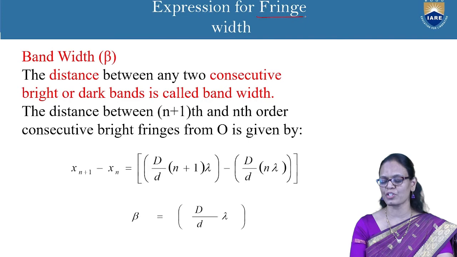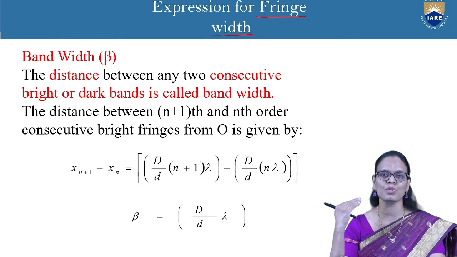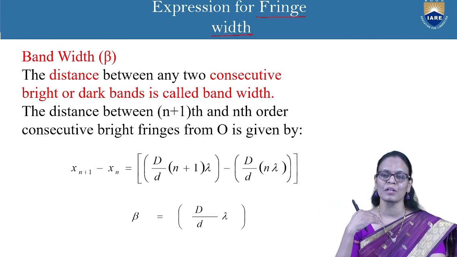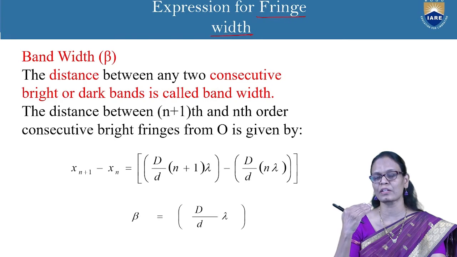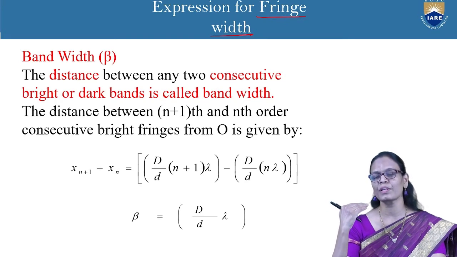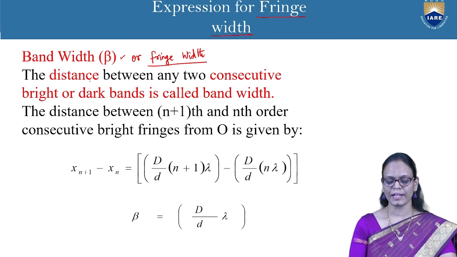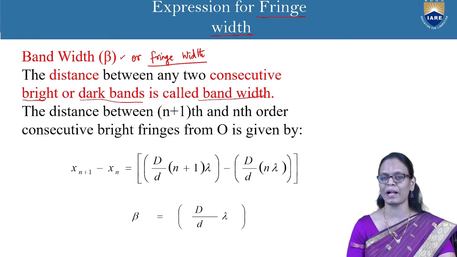Now we are going to derive the expression for fringe width. Once we understood the phenomenon of interference, we have seen the constructive interference and the destructive interference. We have seen the fringe pattern, how it is formed because of this interference. When there is constructive interference, we get the bright bands, and when there is destructive interference, we get the dark bands. And these bands we call fringes. Now we are going to determine the bandwidth or the fringe width. Both mean the same. What is this fringe width? The distance between any two consecutive bright or dark bands is called the bandwidth.